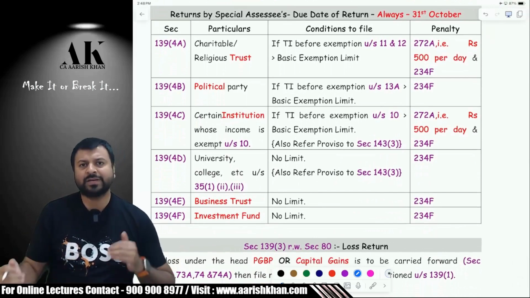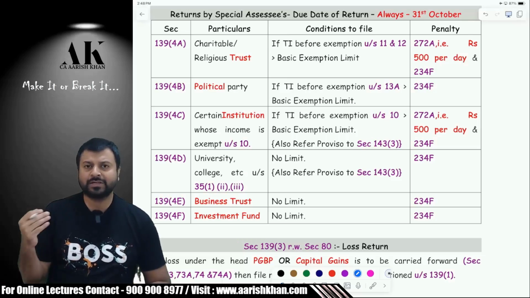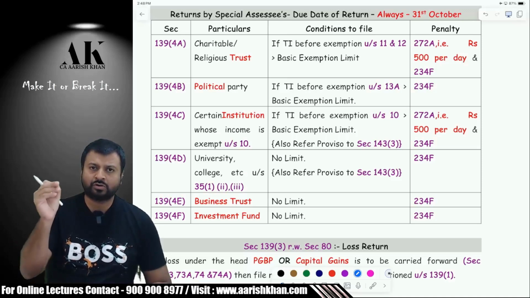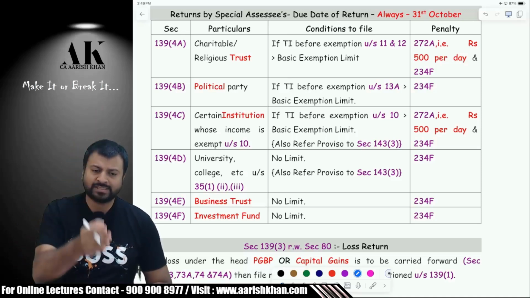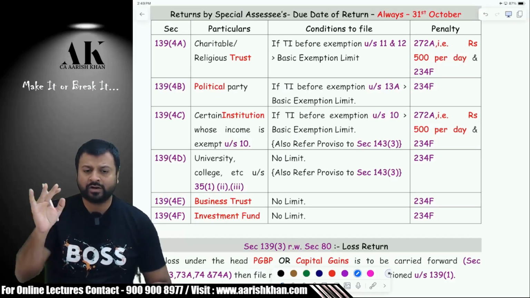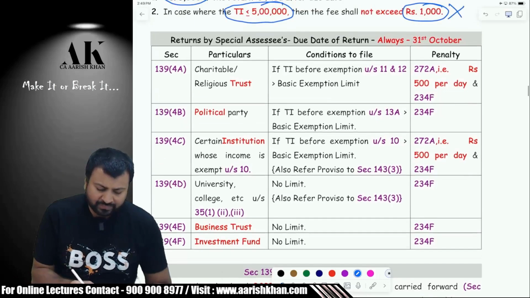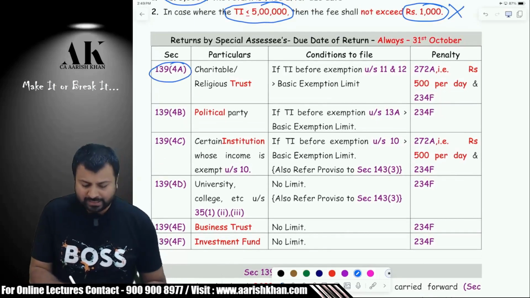Now, there are certain special assessees for whom there are certain special sections made by the government of India. They will always file the return in October because these special assessees are liable for audit. Because they are liable for audit, they will file the return in October only. The first one, 139(4)(a), charitable and religious trust.